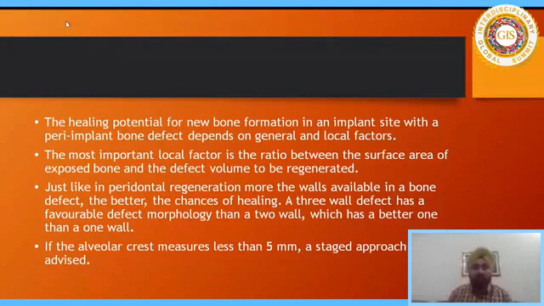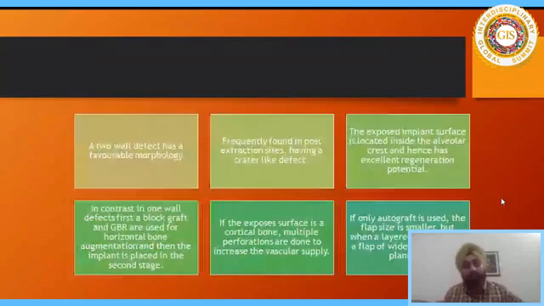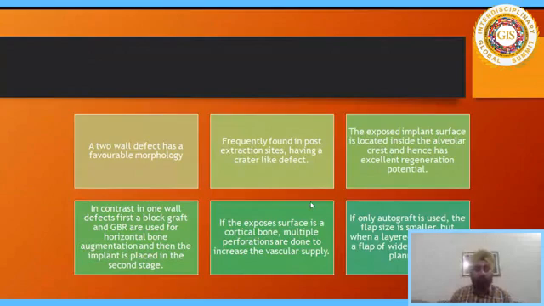If the alveolar crest measures less than 5 mm, you should always go for a staged approach. A two-wall defect has a favorable morphology, frequently found in post-extraction sites with a crater-like defect. The exposed implant surface is located inside the alveolar crest and hence has excellent regeneration potential. In contrast, in one-wall defects you need a block bone graft and GBR for horizontal bone augmentation, and then the implant is placed in the second stage. So a CBCT is a must to understand the bone walls, and then you proceed accordingly.